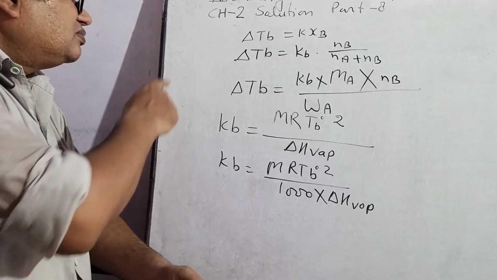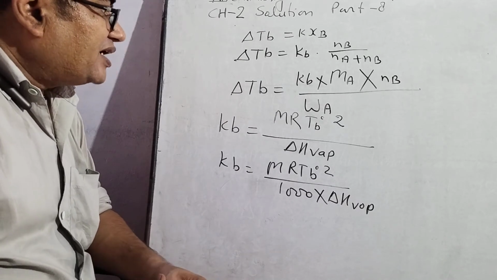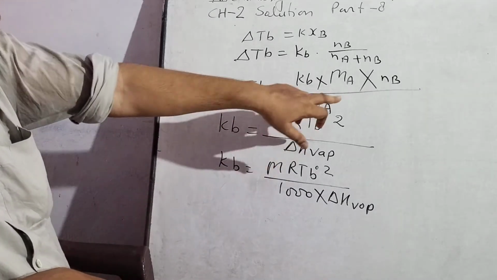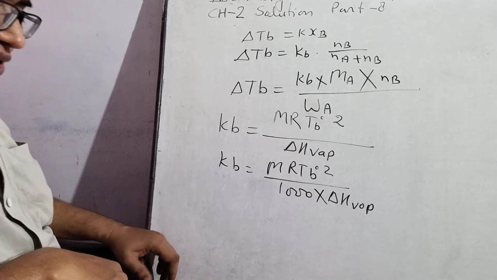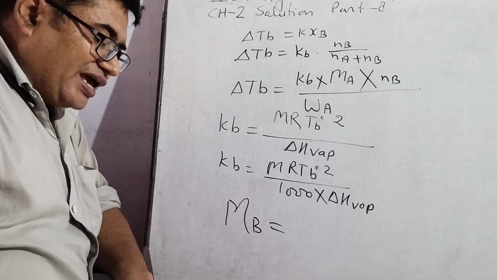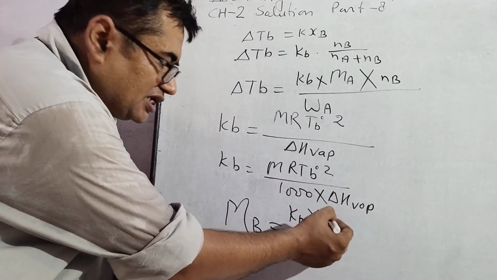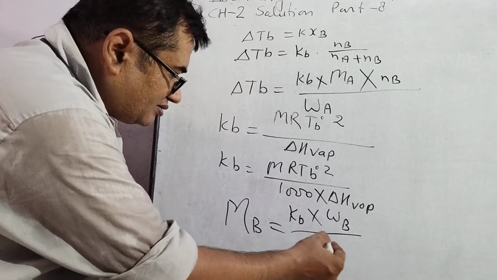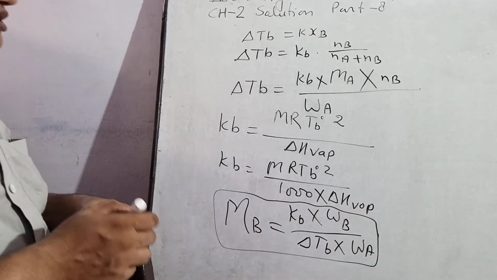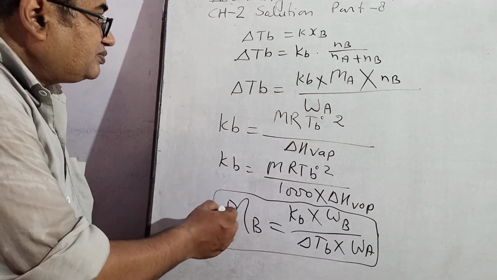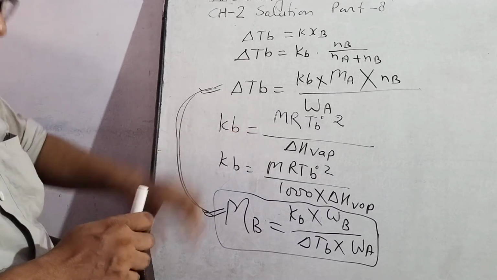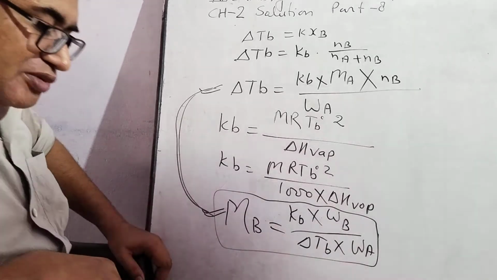So these are both formulas for ΔTb in reference to the molar mass and the mass in gram of the A component. Okay, so simply we can see that the final formula for determination of molar mass of a solid will be MB equal to Kb into WB upon ΔTb multiplied by WA. This is the final formula for molar mass of a solid. Understand? So this formula comes from the earlier one, and these both formulas are related to each other. This formula will be helpful in determining the molar mass of the component B.